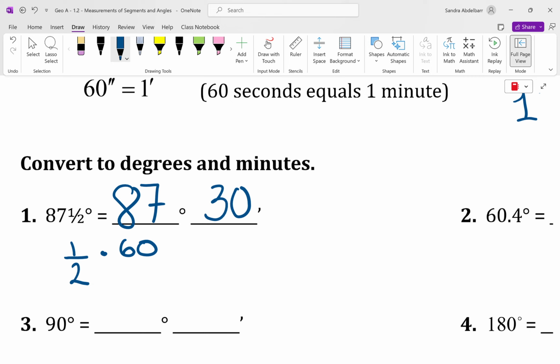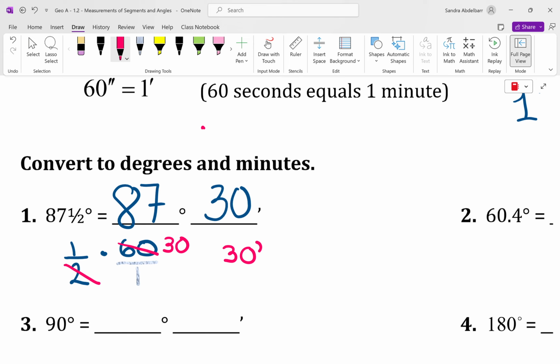So what fractional part is this of 60? That's really what it means. And then what's really nice about multiplying fractions is you're allowed to cross simplify. So 2 goes into 60 30 times, and then we're going to get that 30 minutes.